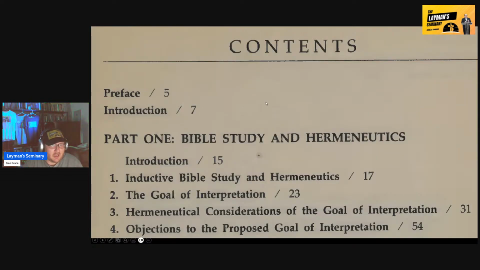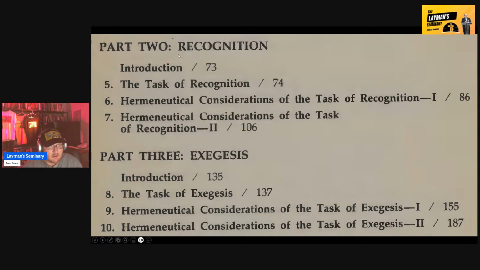So we've gone through the contents of part 1, Bible Study Hermeneutics, what it is, the goal, hermeneutical considerations for that goal, and the objections. We've gone into the recognition, which is like souped up observation, the task of recognition, hermeneutical considerations for that, and we're in the exegesis section now, okay? Now, keep in mind, what we're doing is we're talking about how hermeneutics relates to each one of these.